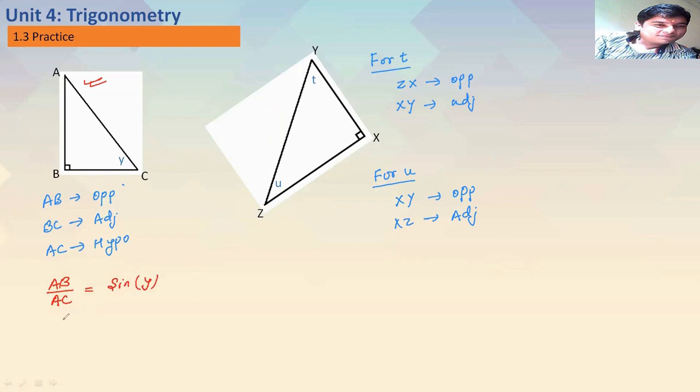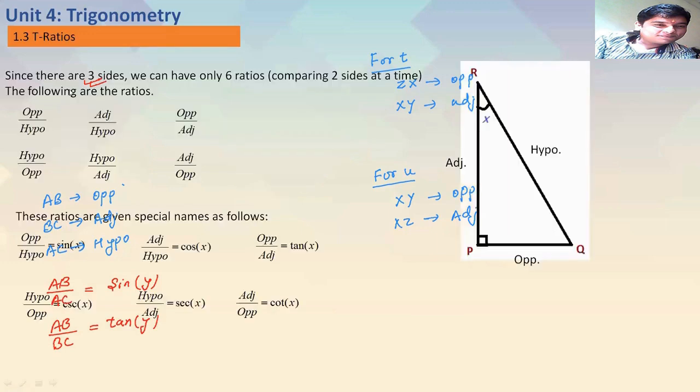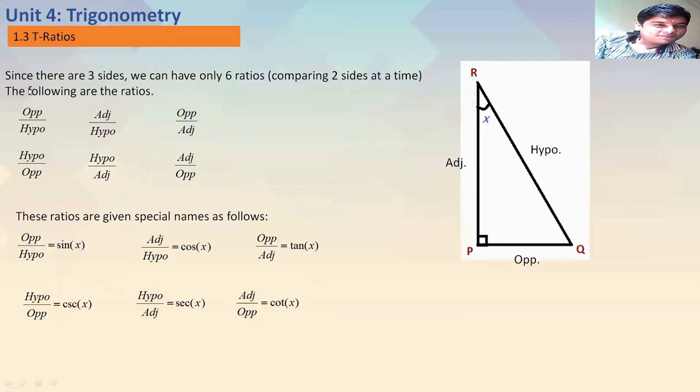If we talk about AB over BC, it's tan, opposite over adjacent. Very good. It's tan of Y. Fantastic. So we have the description in the next slide over here. You can see this. Like I said, you would have these notes.